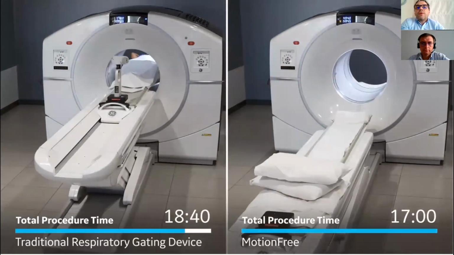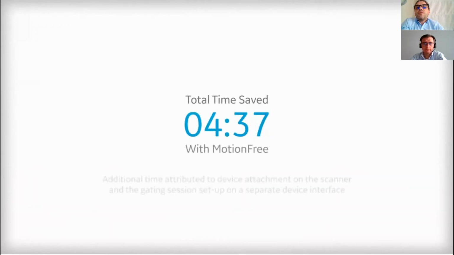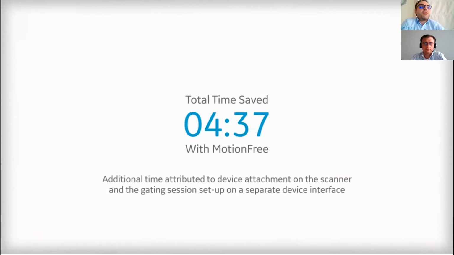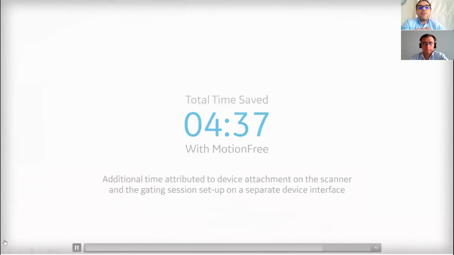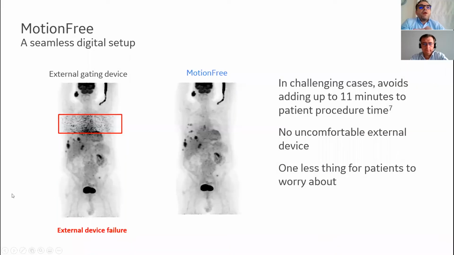So as you will see, the total scan time with motion-free for this patient is reduced by almost 5 minutes, 4 minutes and 37 seconds, which is extremely important when it comes to a very busy department. So this is another advantage. And finally, we have something else.